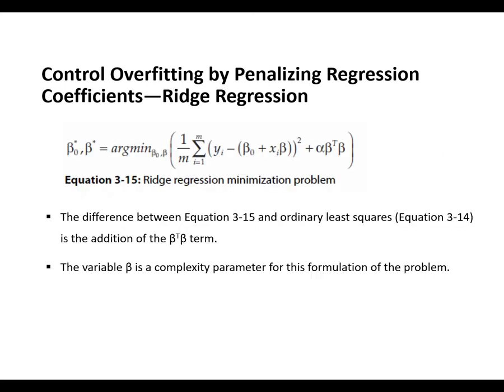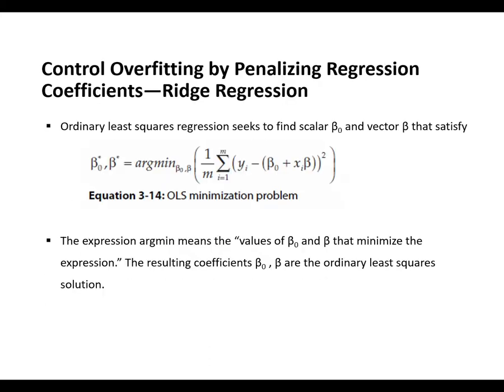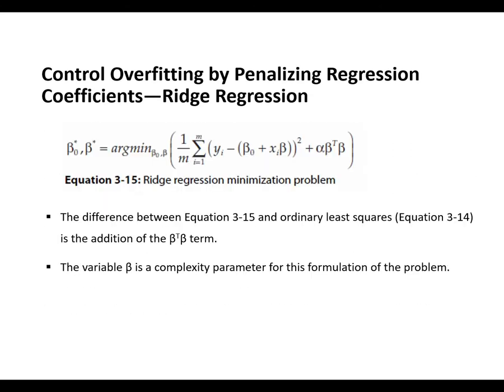Now we have taken something over here. This is basically the OLS minimization problem. How is it different from ridge regression? Just a few of the coefficients need to be added: one term, alpha beta transpose into beta. Now what does it mean? As you can see, the difference between equation 3.15 and 3.14 is only this particular term.